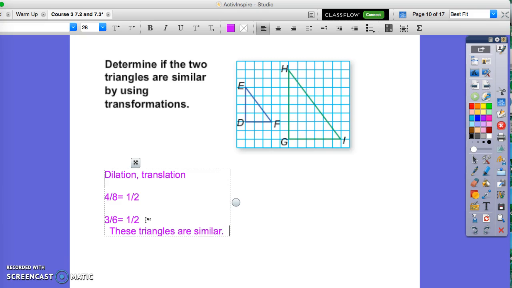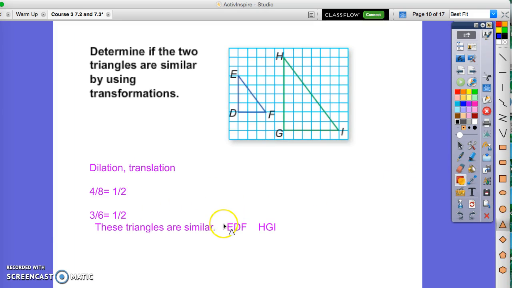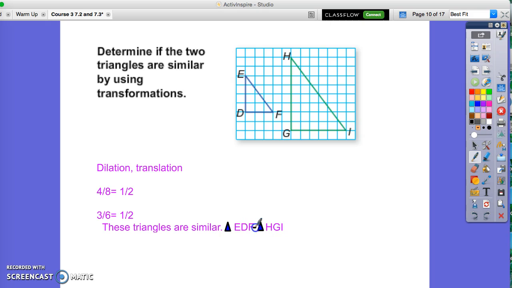And if we wanted to write it out, we could have triangle EDF is similar to HGI. And we put our symbols in there that we need. So I have triangle EDF is similar to triangle HGI. That's a terrible little squiggly there. Pretend that looks nice. Draw yours nicer than mine. Okay, so that's what we're doing. You see what the transformations are and then prove it's similar by reducing your fractions.